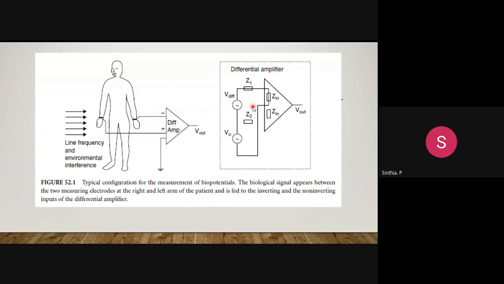So, these impedances: what is the source here? The signal from the electrodes. These impedances are mainly caused by the electrodes, so they are not uncommon.